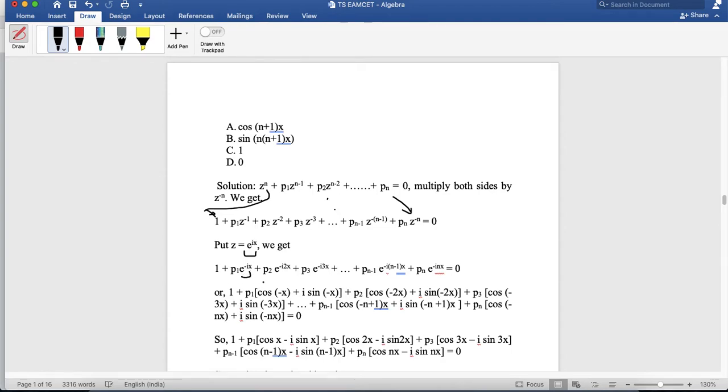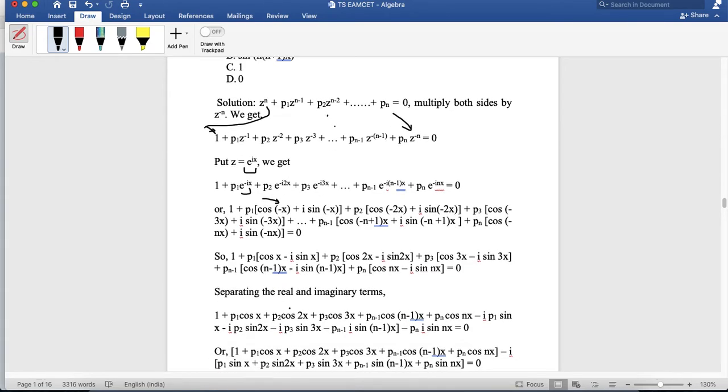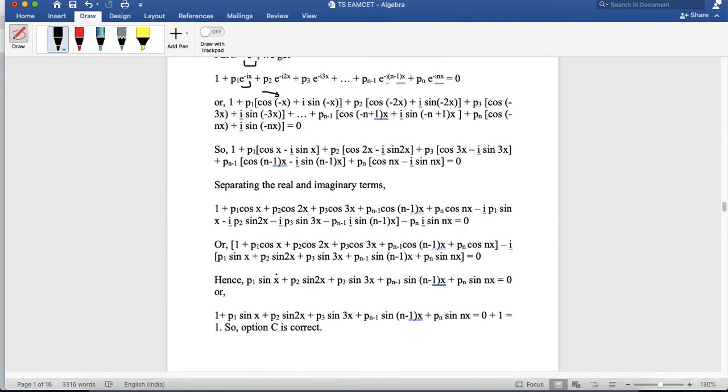e to the power minus iota x is cos of minus x plus iota sine of minus x. Similarly over here and over here. Take the minus sign outside. Cos of minus x is cos x because it's an even function, and sine is an odd function, we know that. So these will just stay the same and they will have a negative sign outside. Now we separate the real and imaginary terms. So 1 plus p1 cos x plus p2 cos 2x on one side and iota terms on another side. Take iota common. So this is the imaginary part. Imaginary part is not over here. So this is equal to 0.